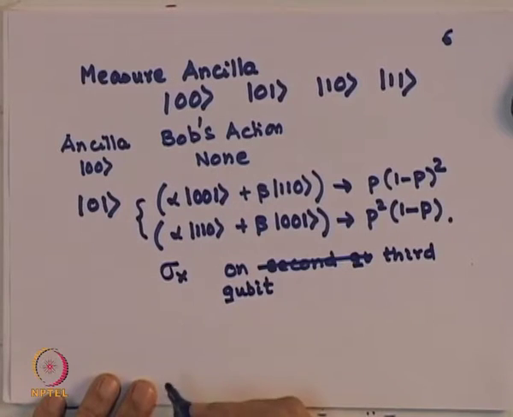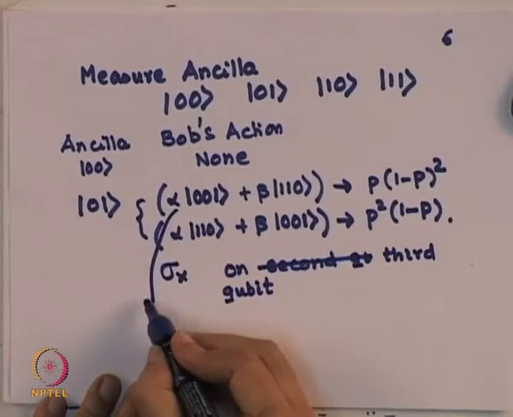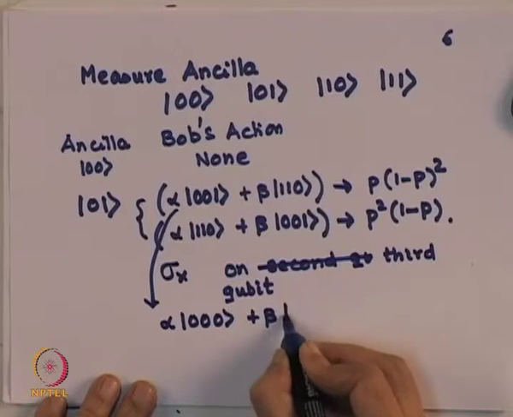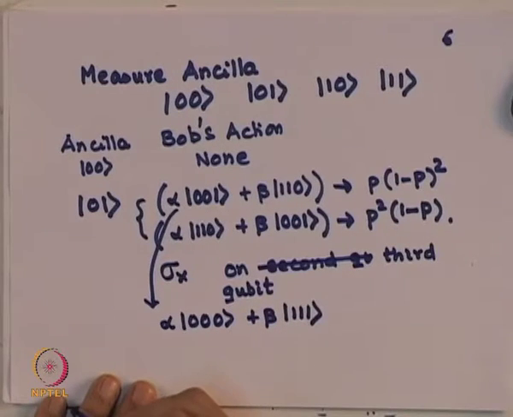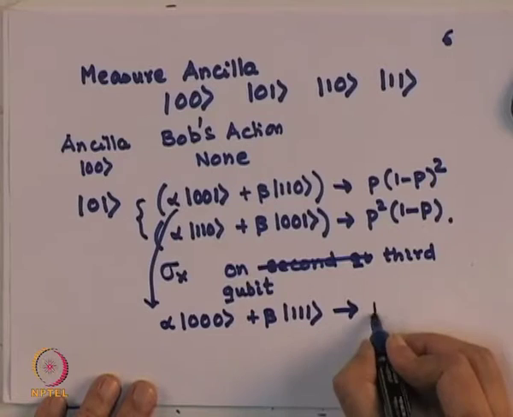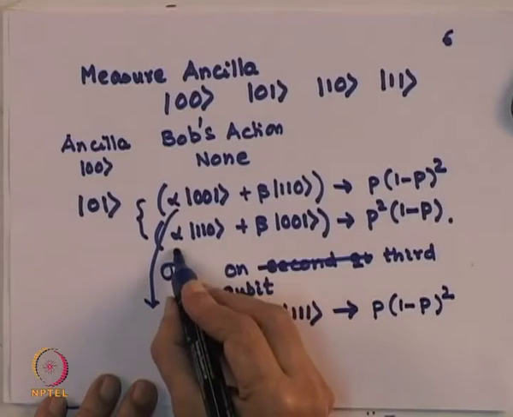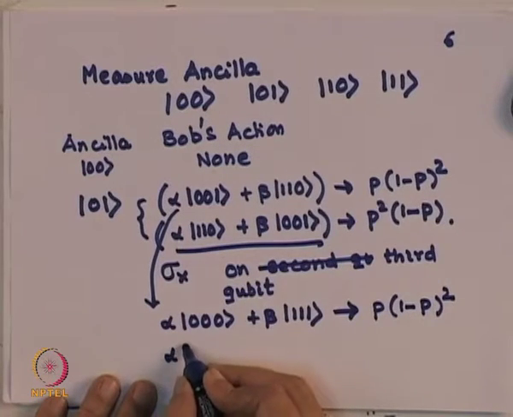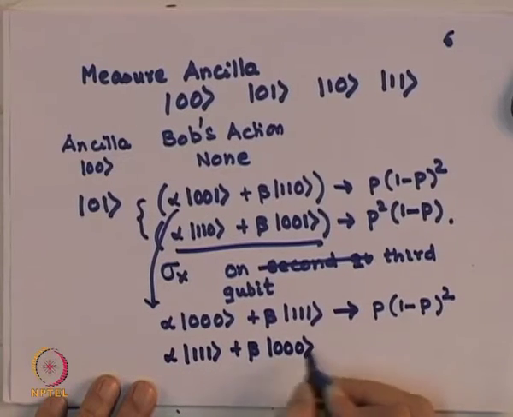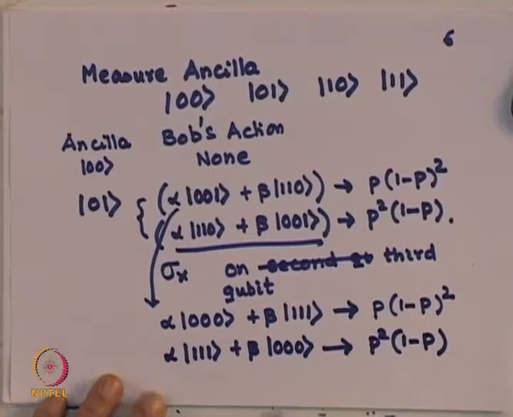Now, if Bob applied sigma X, or the X gate, on the third qubit, this state will become alpha 0 0 0 plus beta 1 1 1, as is expected. So, the states which were received with errors, p into (1 minus p) square, will be corrected. But this will make this state alpha 1 1 1 plus beta 0 0 0, which has been received with a probability p square into (1 minus p). This is of course wrong.